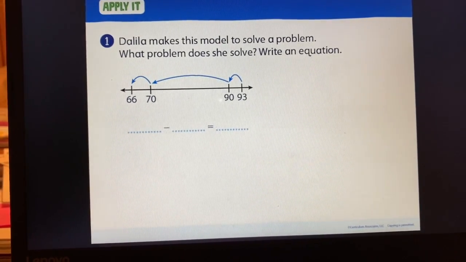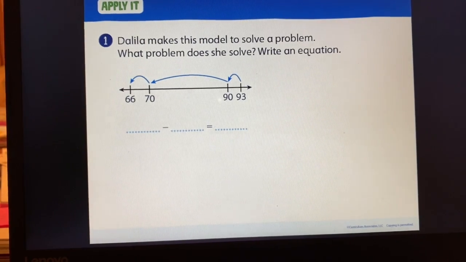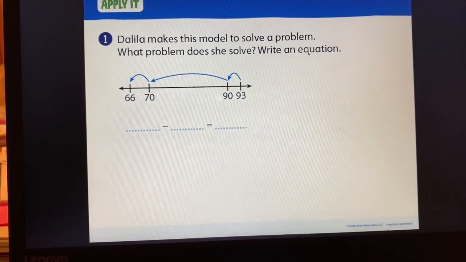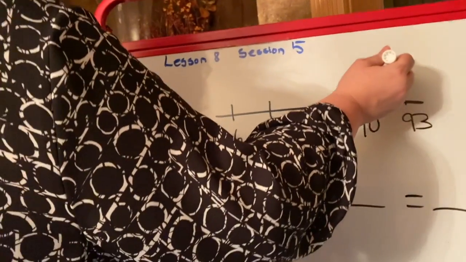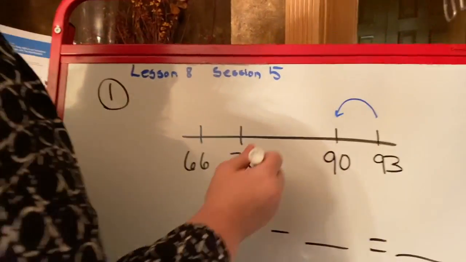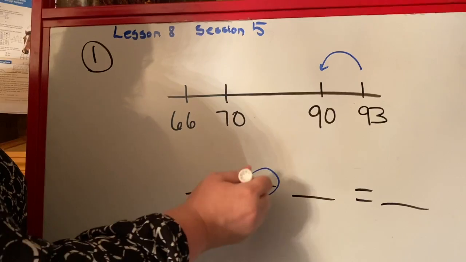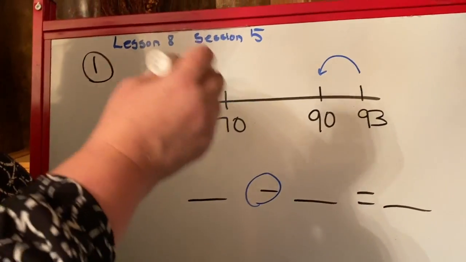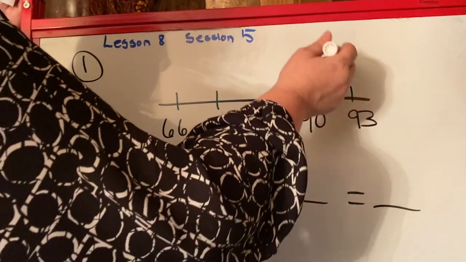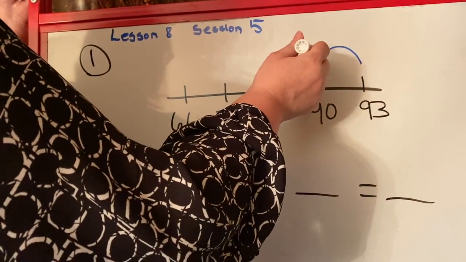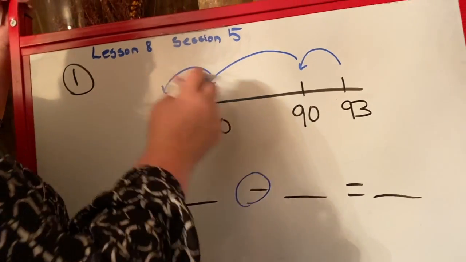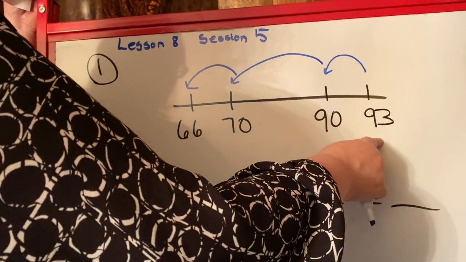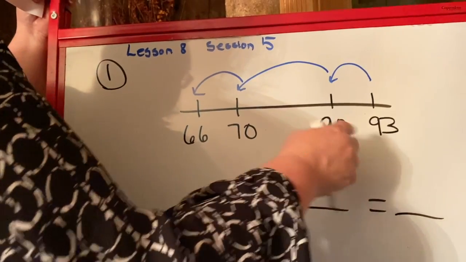Delilah makes this model to solve a problem. What problem does she solve? Write an equation. So I can tell, because the arrows are going backwards, that this is going to be a subtraction problem. Plus down here, there's already a subtraction symbol. So 93, 90, and then we have an arrow to 70, and we have an arrow from 70 to 66. So with subtraction, we always start with the biggest number first.